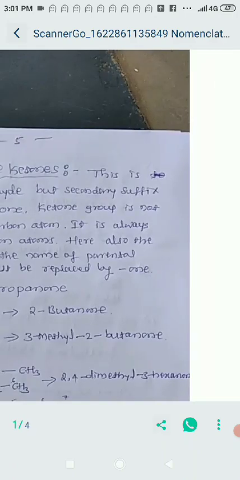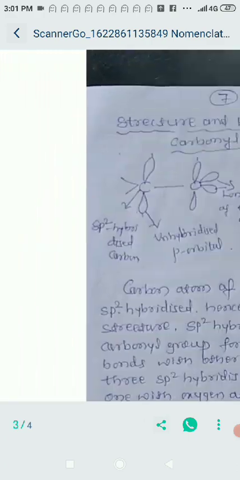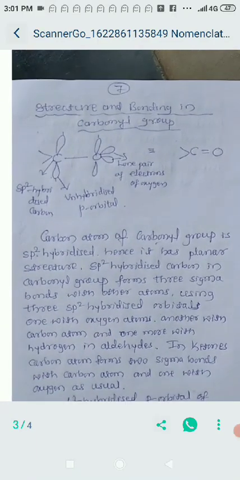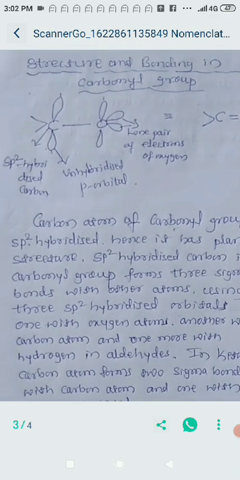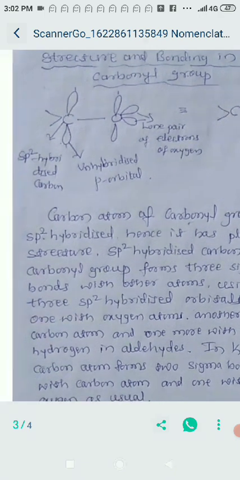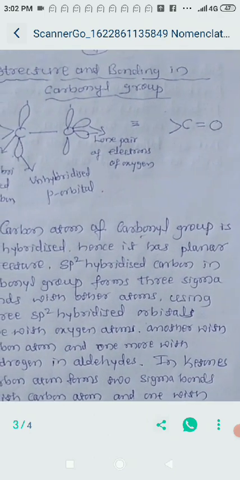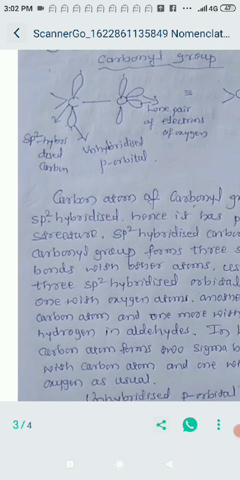And next, there is structure and bonding in carbonyl group. Here I draw the C double bond O structure. That is a planar structure. So here, just a brief explanation.